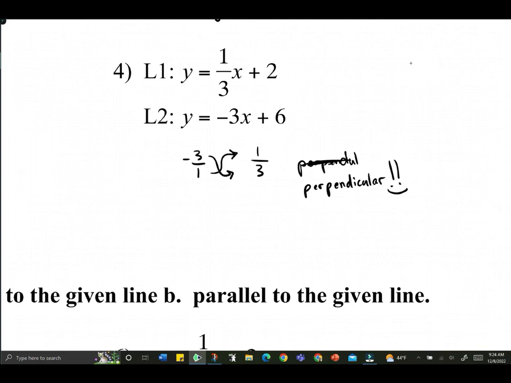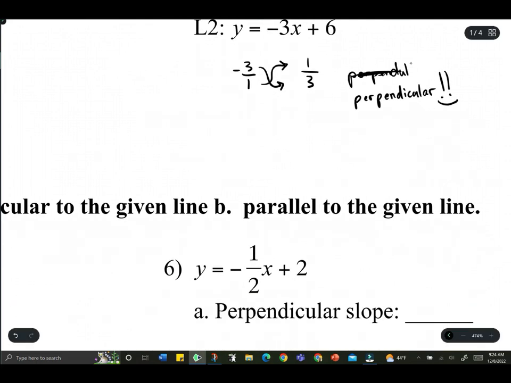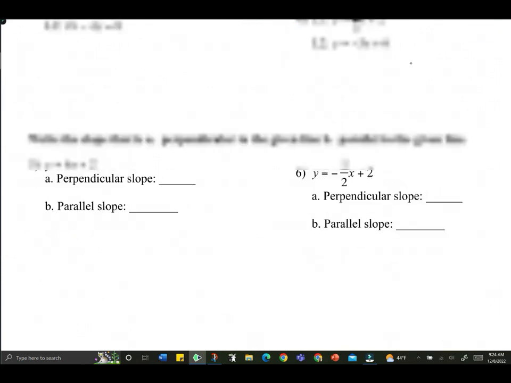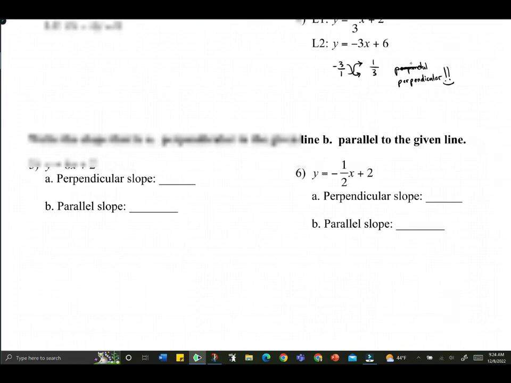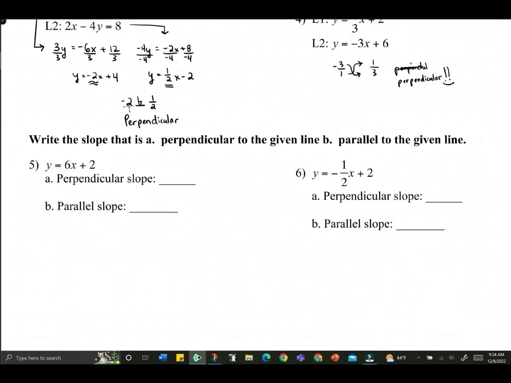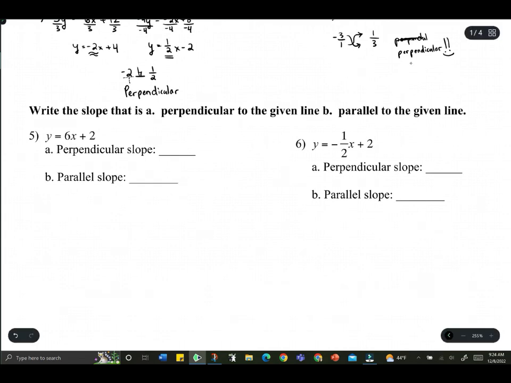I would like you to practice these, of course. Or actually, let me just show you one more thing here, sorry. So with these two types, just get used to identifying what is a perpendicular slope and what's a parallel slope. If I give you y equals 6x plus 2, perpendicular would be negative 1/6. Parallel would be 6. So that's all you're doing for those. Perpendicular to negative 1/2 would be positive 2. Parallel, negative 1/2, the same.